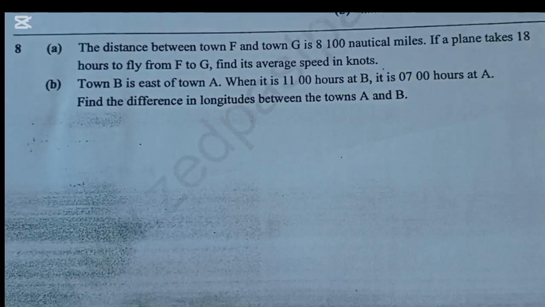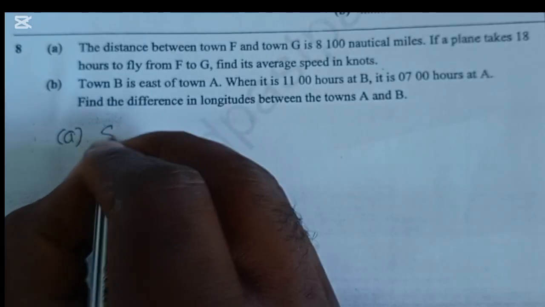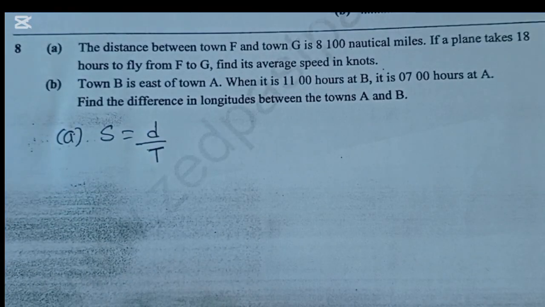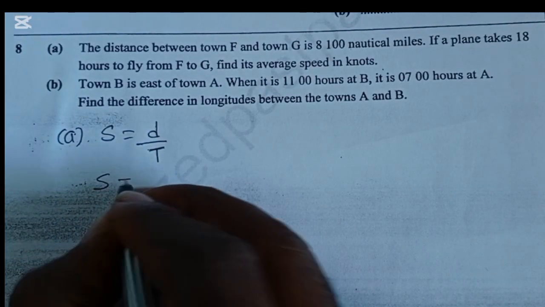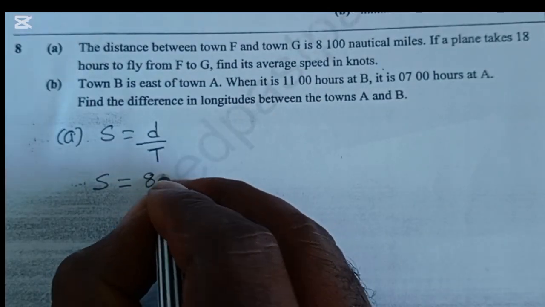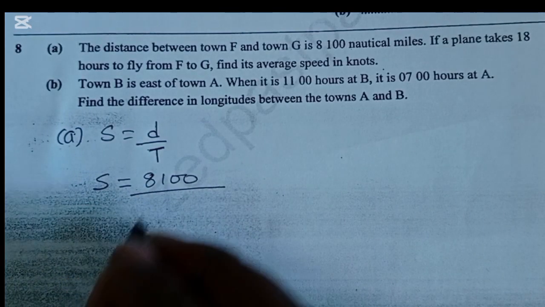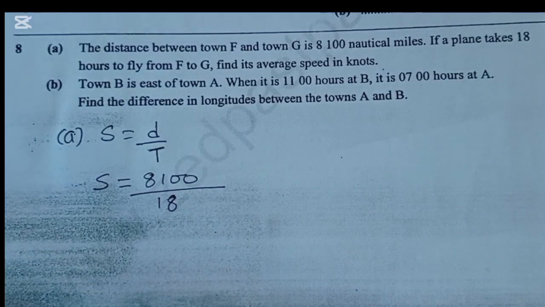Now 8a, the distance between town F and town G is 8,100 nautical miles. If a plane takes 18 hours to fly from F to G, find its average speed in knots. Speed is equal to distance over time taken. So average speed is equal to distance, which is given to be 8,100, divided by time, which is 18 hours.